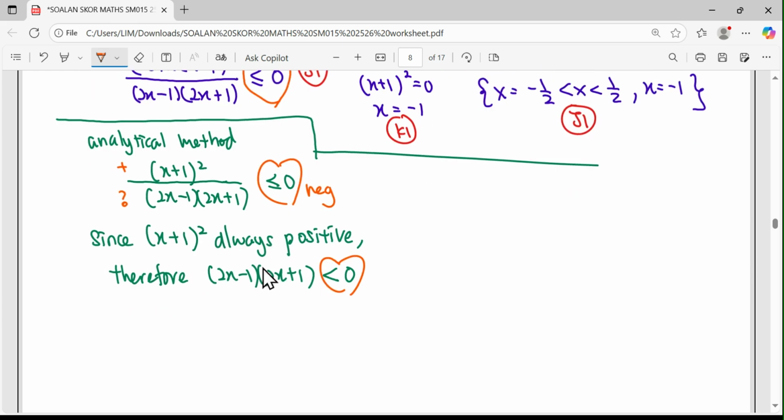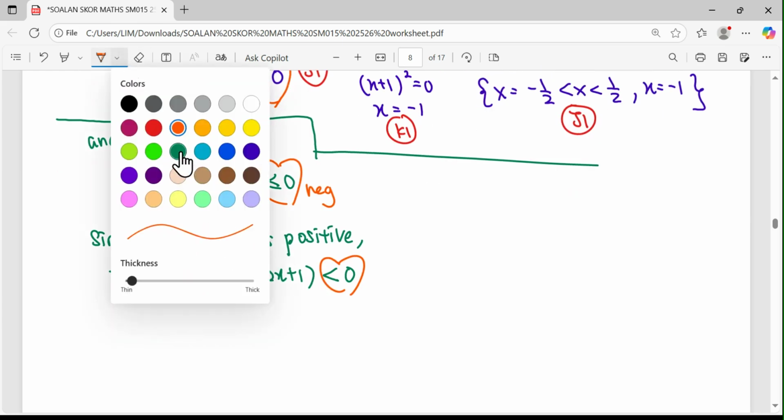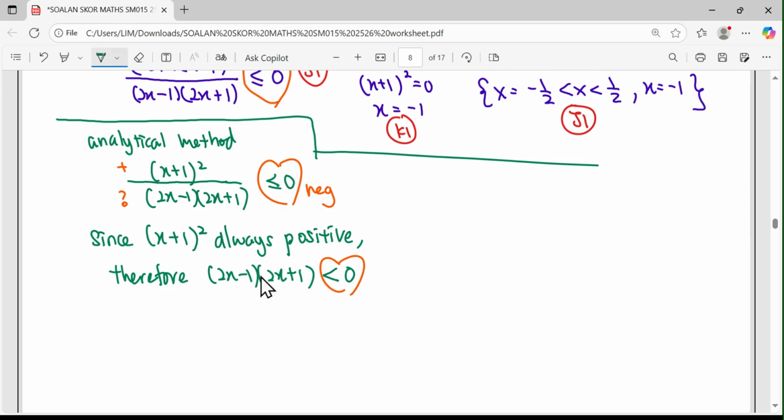Then we solve this. To solve this, now we come to a quadratic inequality. For quadratic inequalities, we draw the graph. We have the roots negative 1 over 2 and 1 over 2, and less than that, so x will be in between negative 1 over 2 and 1 over 2. So this is the method we consider for the negative region.